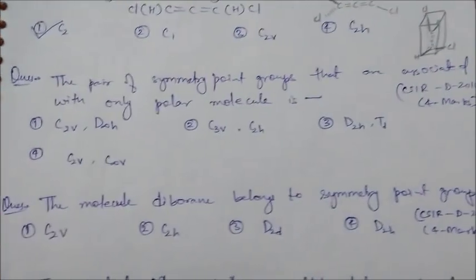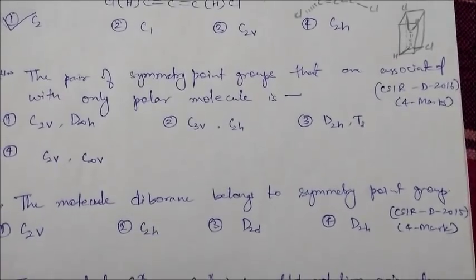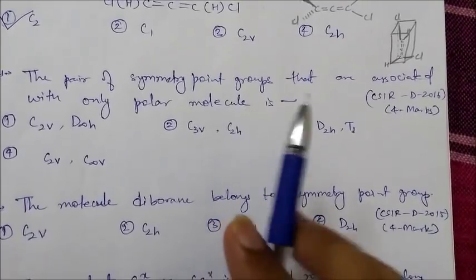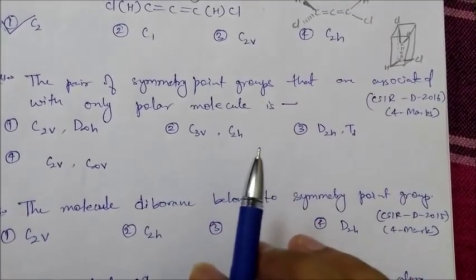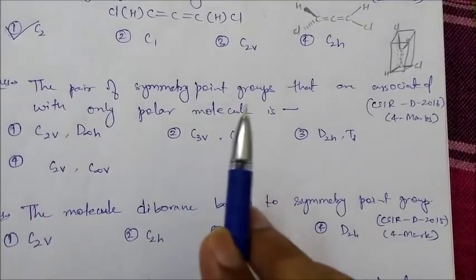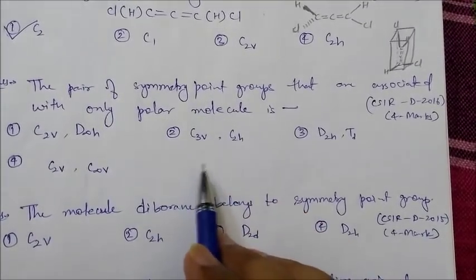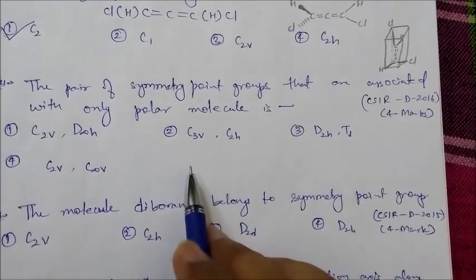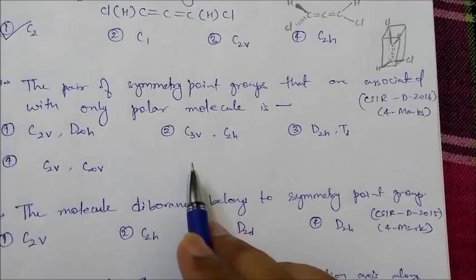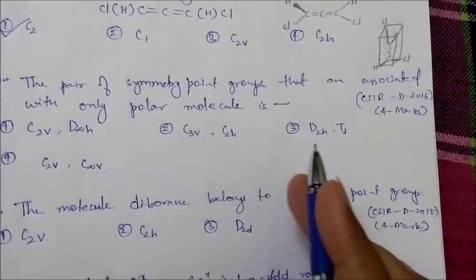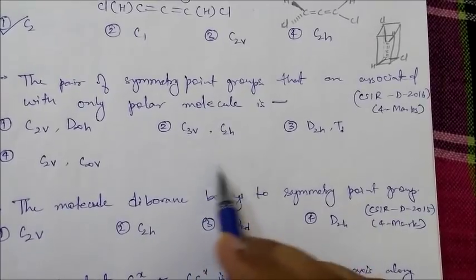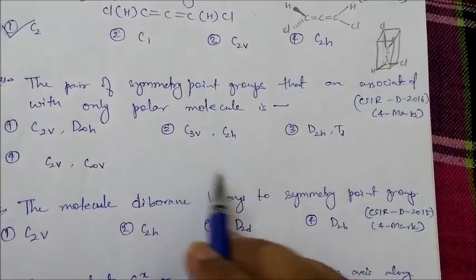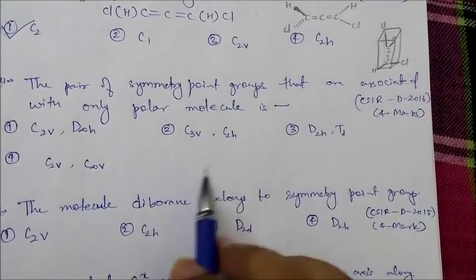Similarly, we will go to the other question: the pair of symmetry groups that is associated with only polar molecules. If you have watched my previous video, you would have done this question very easily. What is the basic need of a polar molecule? That the two atoms should not be the same, or there should be a dipole moment. If we have an H2 molecule, with H atoms, that will be non-polar. If we have HCl, where both atoms are different, then that will be a polar molecule. So the basic need of a polar molecule is that both atoms should be different. That means the molecule should be asymmetrical.